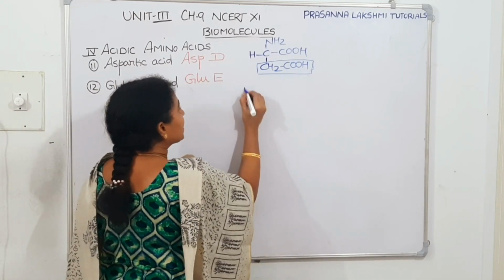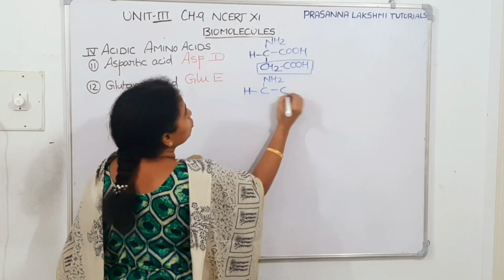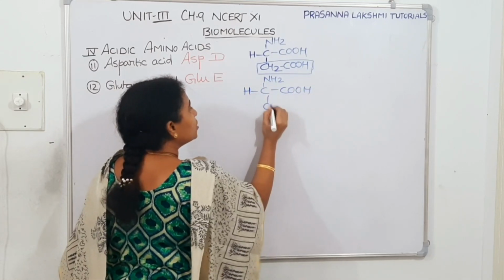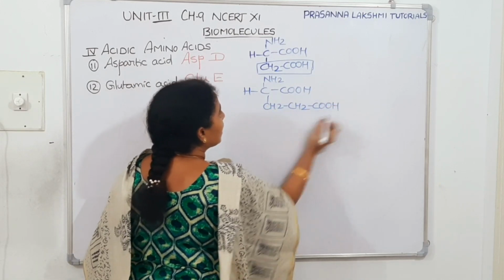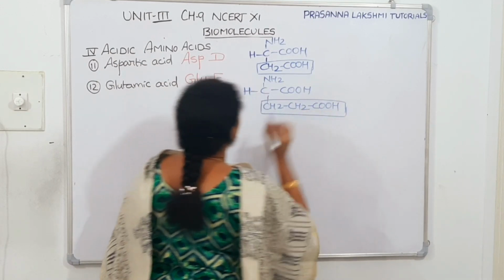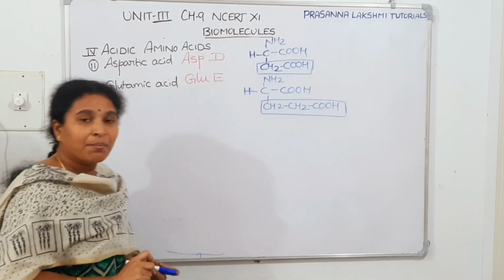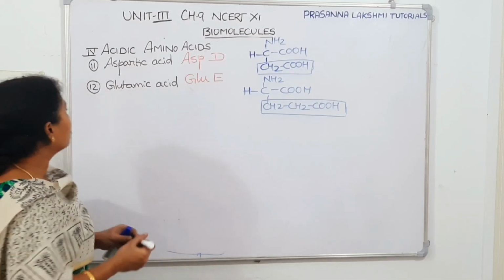So I think you might be guessing. For glutamic acid, instead of giving 1 CH2COOH, I will give CH2, 1 more CH2 and COOH. If the R group is 2 methyl groups followed by a carboxyl group, then that is glutamic acid. Now there are derivatives, amide forms of acidic amino acids, which we call asparagine and glutamine.